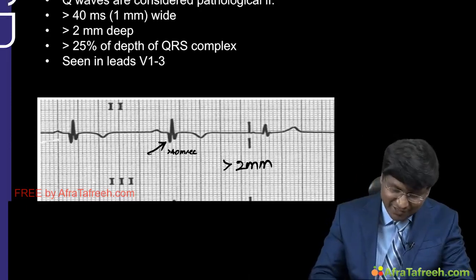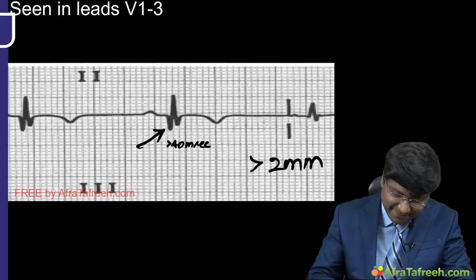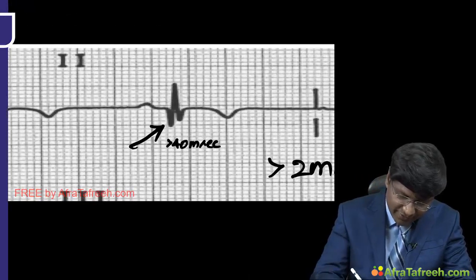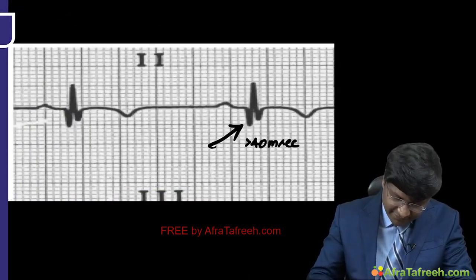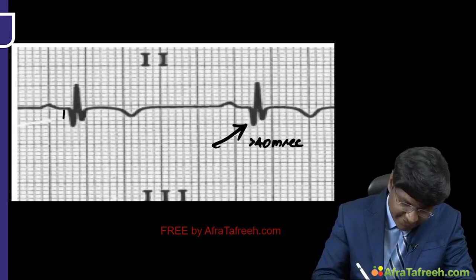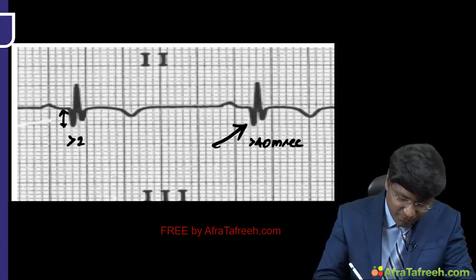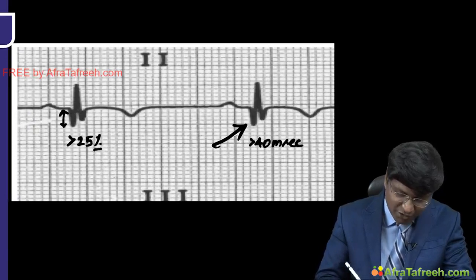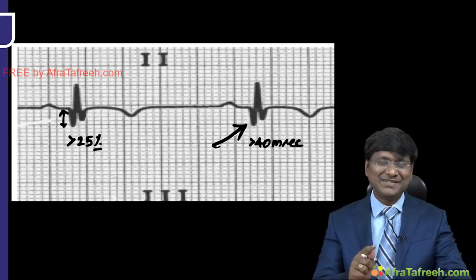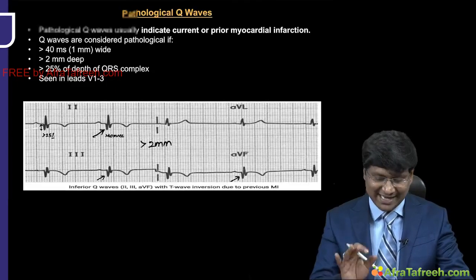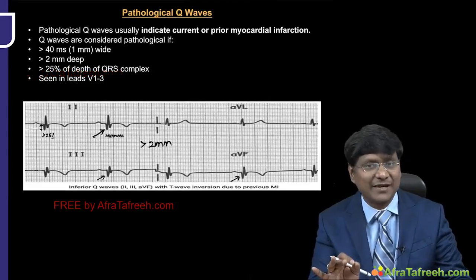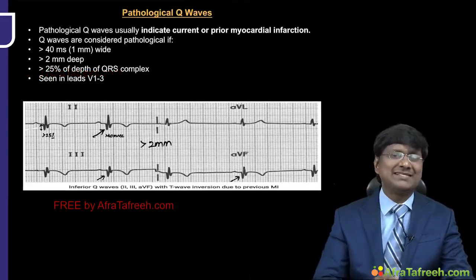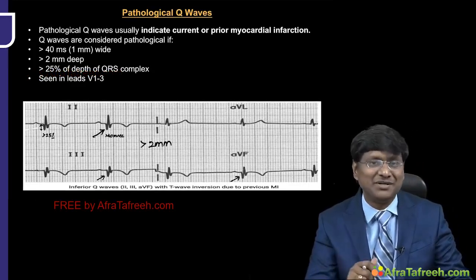And next important is, if you see the depth of this Q wave, it is almost more than 25% of the QRS complex. So that is also considered as a pathological Q wave. Okay, right. Now anything less than this will be the normal Q wave.